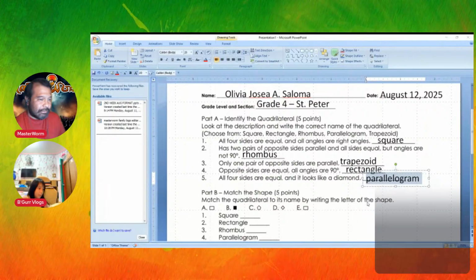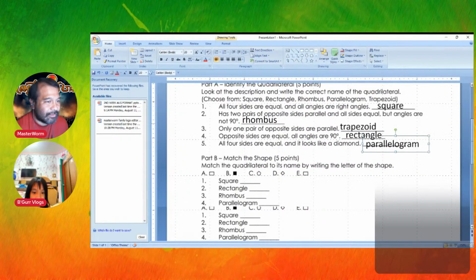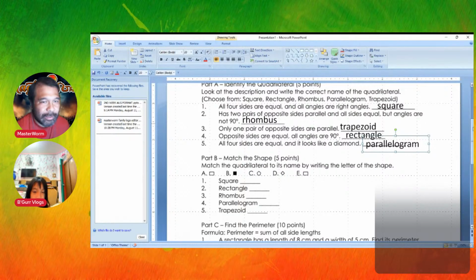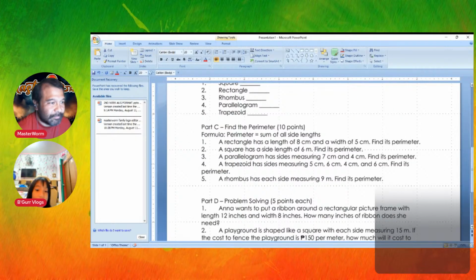Okay, so that's correct. The answer is parallelogram. Okay, so we will not be answering the second part, but we can answer the third part, because the instructions said don't answer part B. Okay, find the perimeter. It's very easy. But you need to be good in math, remember?